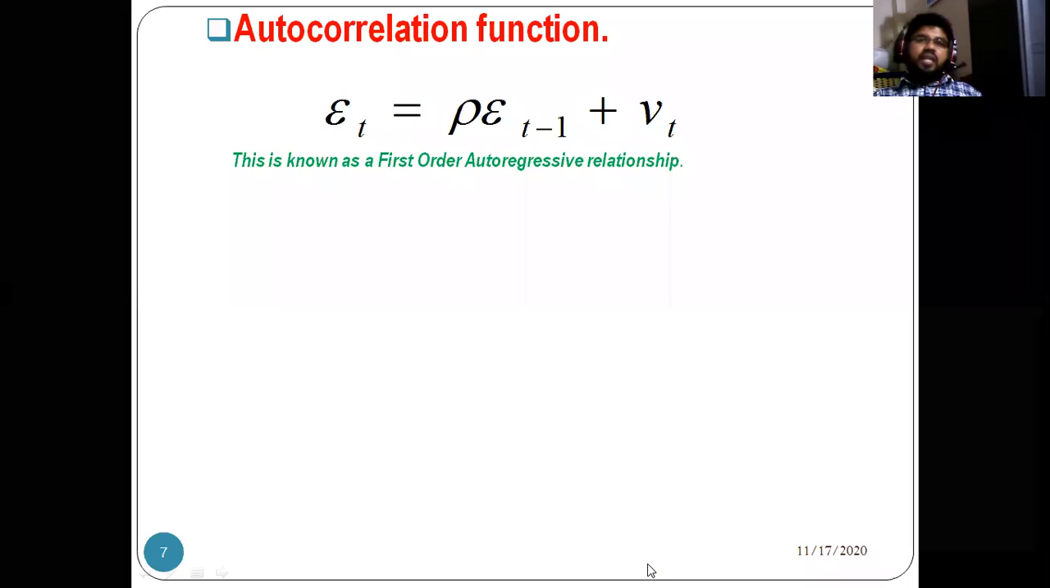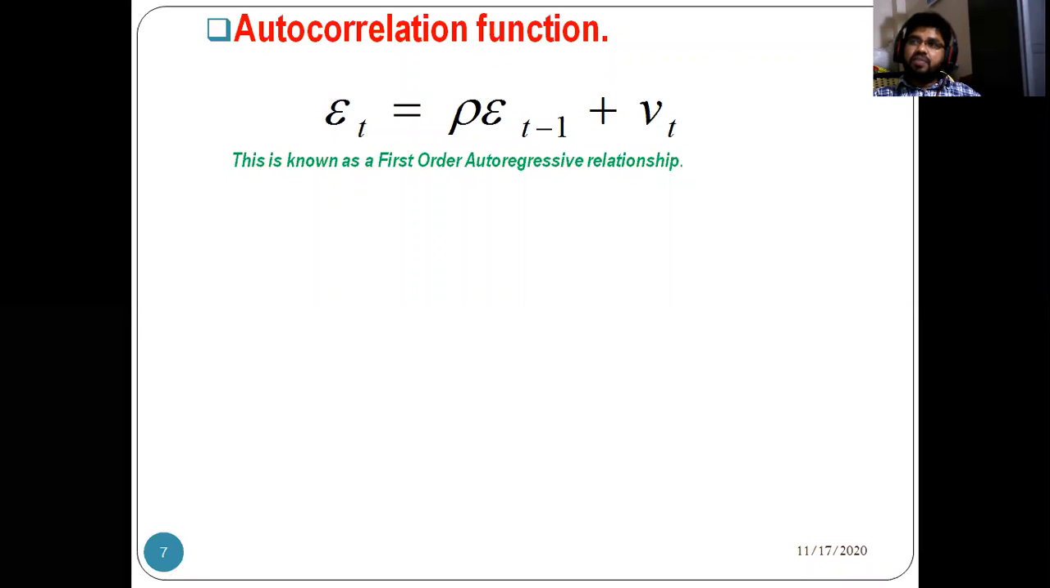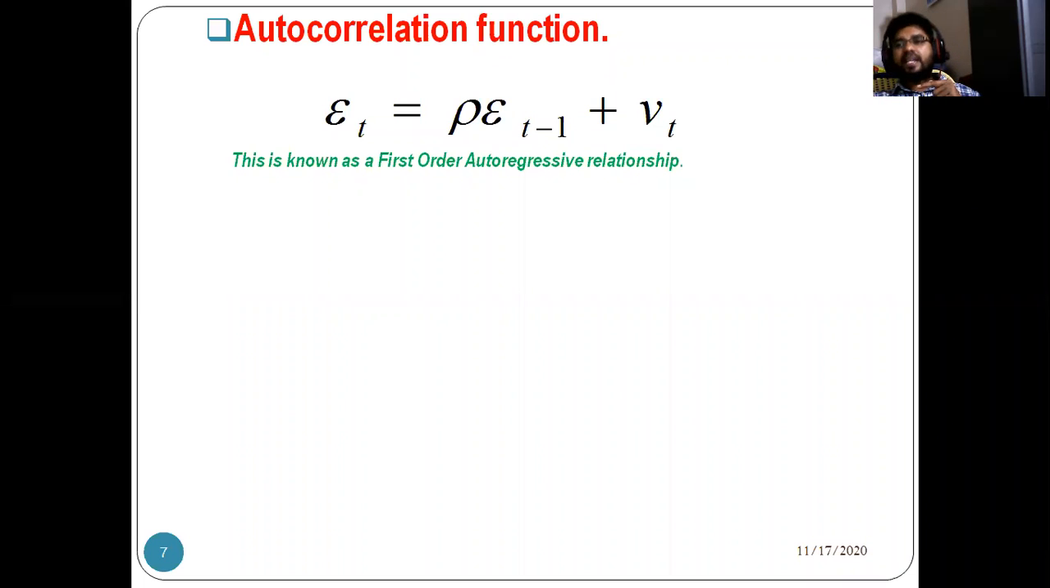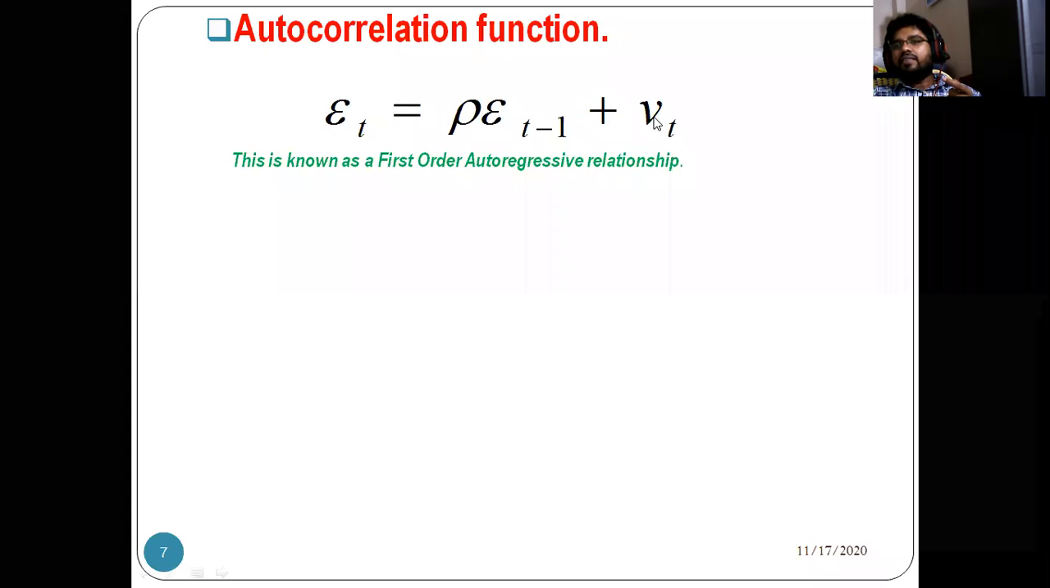So how can we write autocorrelation? As I told you, today's error depends on the previous error. Whatever mistake you made today depends on the previous one. If the present error term is correlated with the preceding error term, we can write autocorrelation as the error term epsilon t equals rho epsilon t minus 1 plus v t.